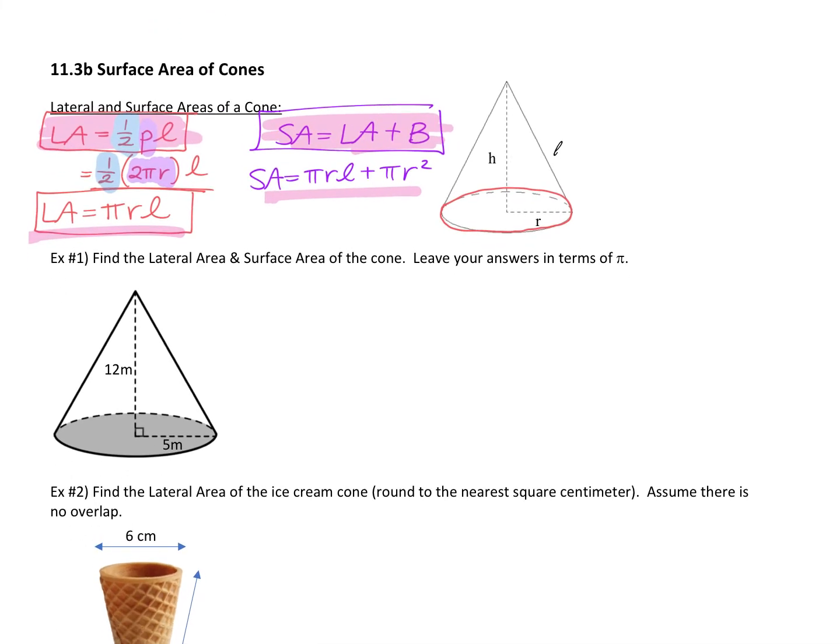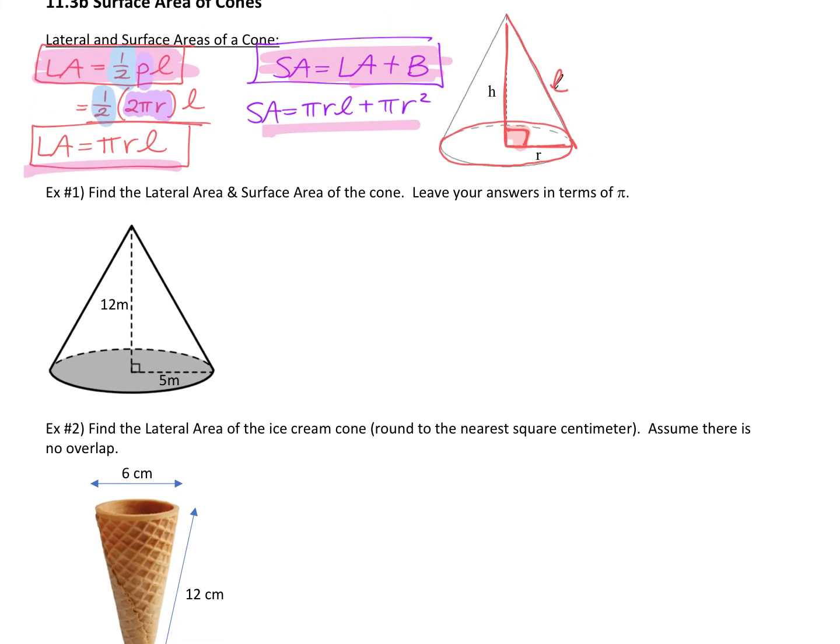Okay, so your markings here, you will always have a radius. The height is always the perpendicular, and the one that's on a slant is the slant height. So it'll always be the hypotenuse of your right triangle. All right, let's take a look at this.